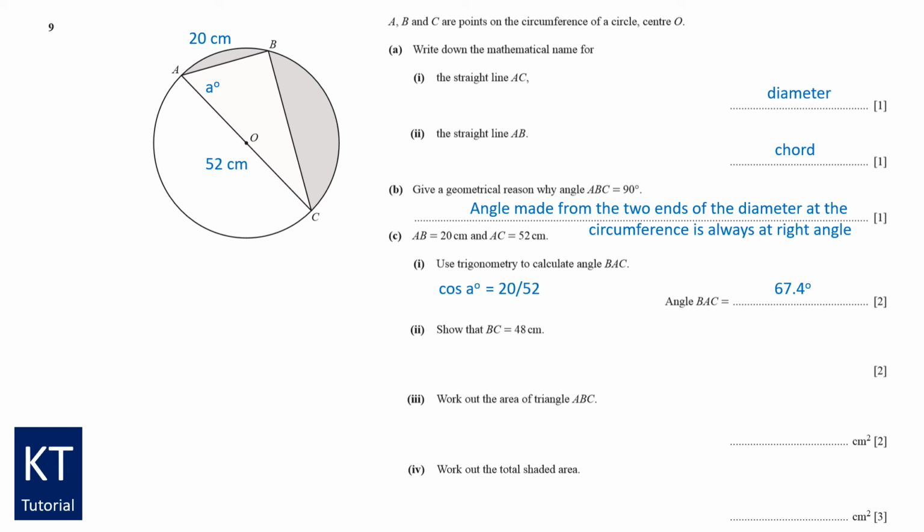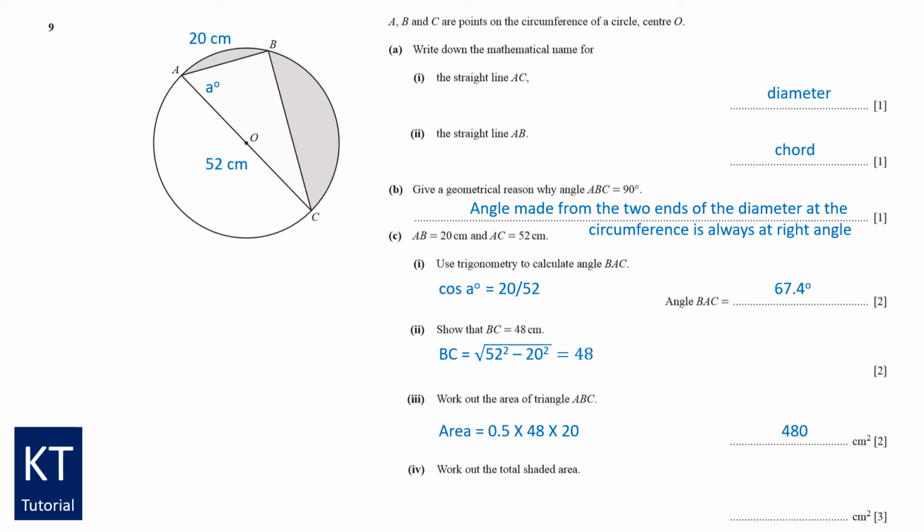Next, show that BC is 48 cm. We can show this by applying the Pythagoras formula. Next, work out the area of triangle ABC. The area is the product of half and its base, width, and height components.